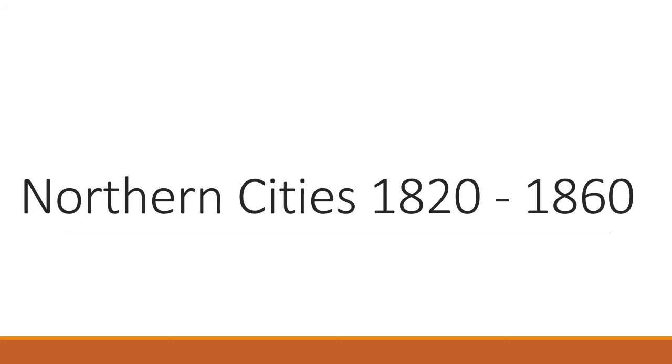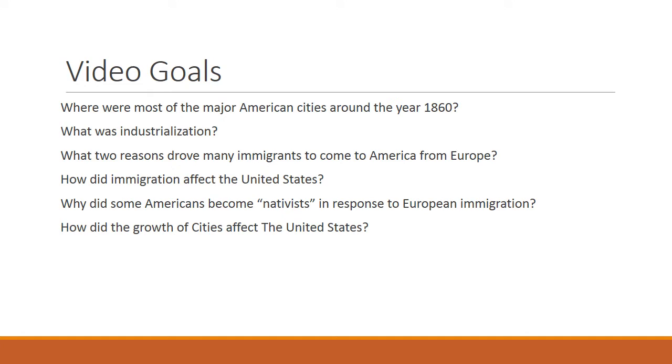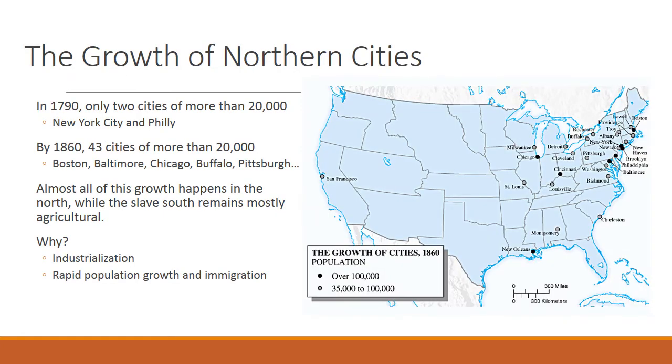Today we're beginning our chapter on American society in the 1800s, and today we're going to be talking about northern cities from 1820 to 1860. So the growth of cities occurs during the 1800s, and it occurs mostly in the northeast of the country.